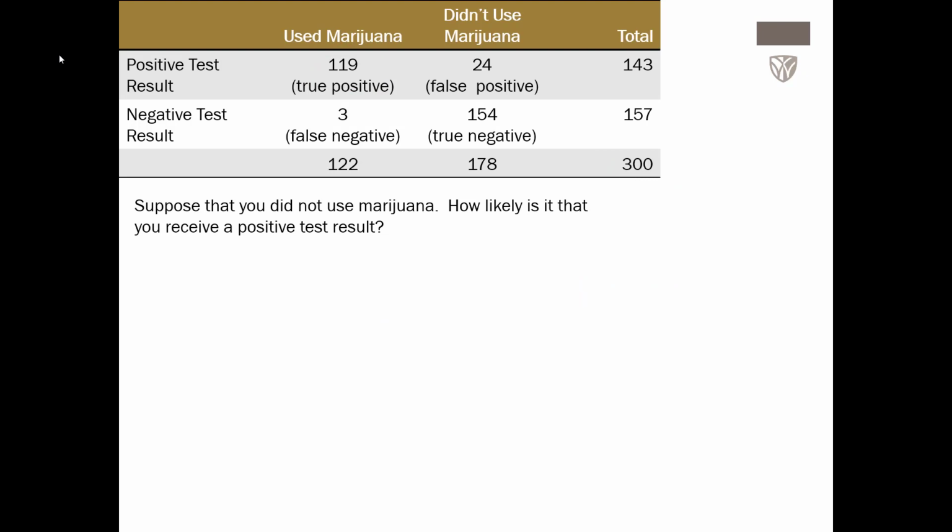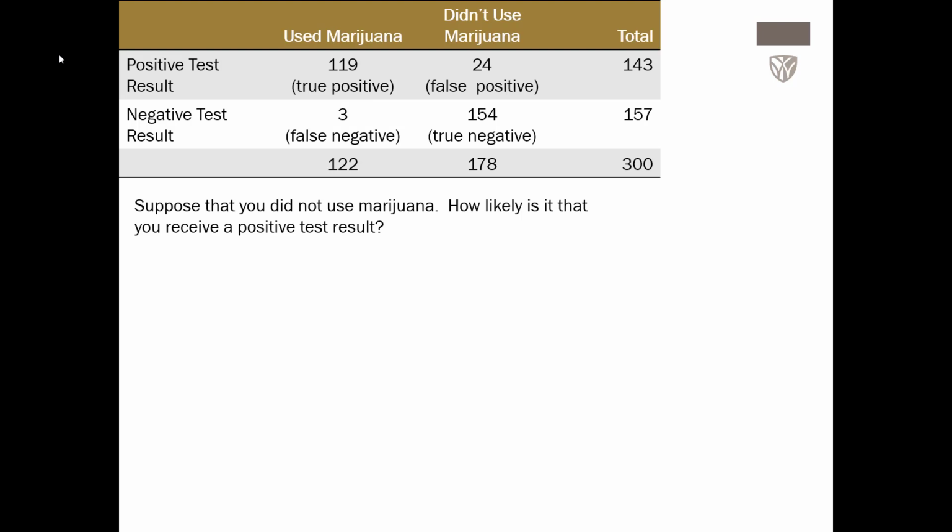Finally, let's ask a slightly more interesting question. This might be a question you would have if you were being asked to take a drug test in preparation for being admitted to a university, or before you had to run in a marathon and needed to prove that you did not use the drug. You know that you've not been smoking marijuana, and you want to know how likely it is that you go in and receive a positive test result anyway. That would be a very bad thing from your perspective.